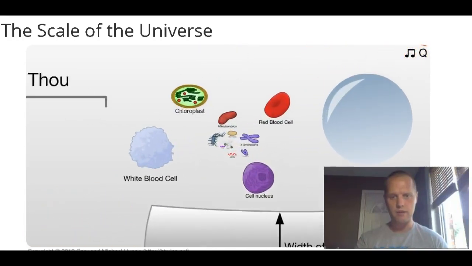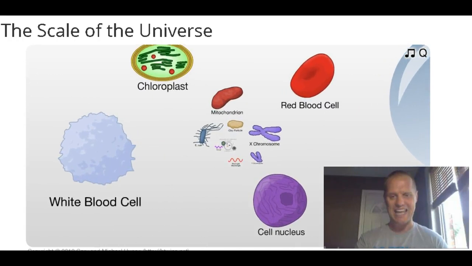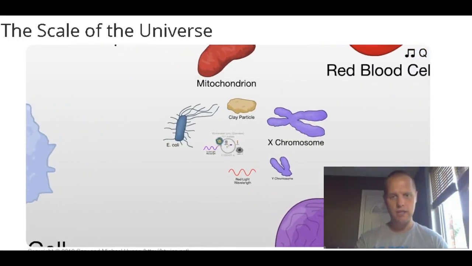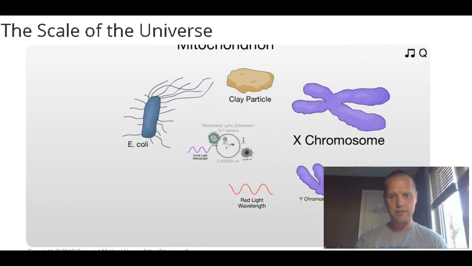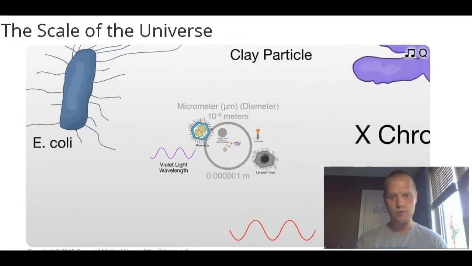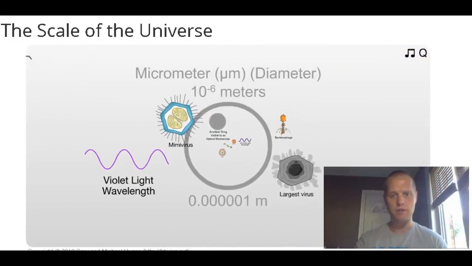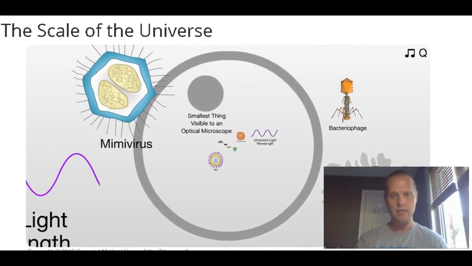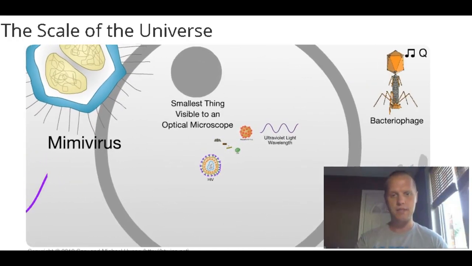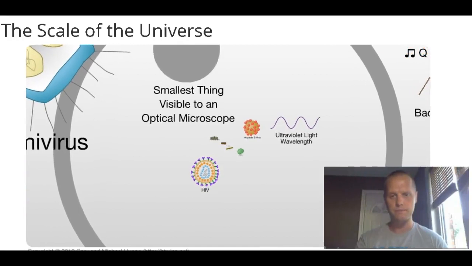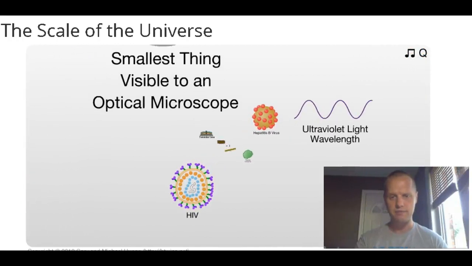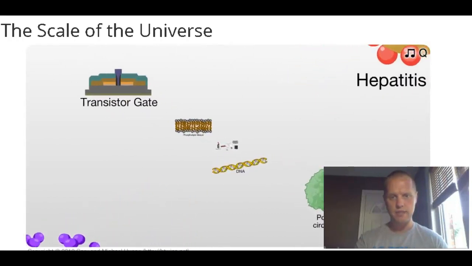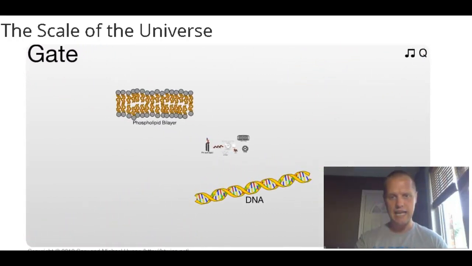A white blood cell. A nucleus in a cell. It's not to be confused with the atomic nucleus. We got bacteria. Chromosomes. We're down to micrometers. Take a meter divided by 10 6 times. We're now at the smallest thing that you can see with a light microscope. And we have HIV, hepatitis B, viruses, finally down to the size of DNA.